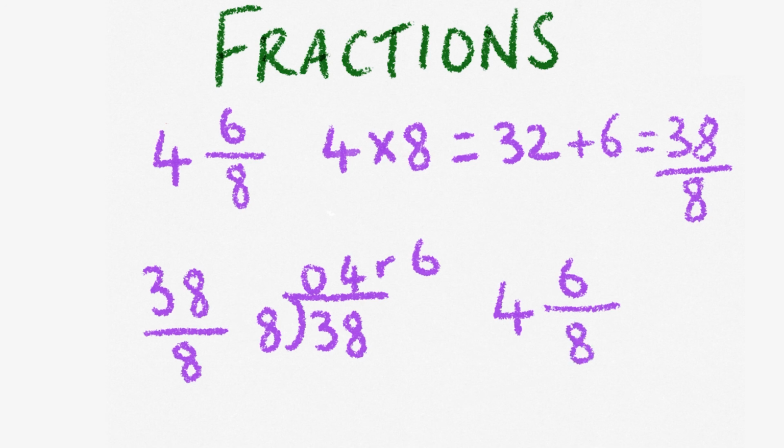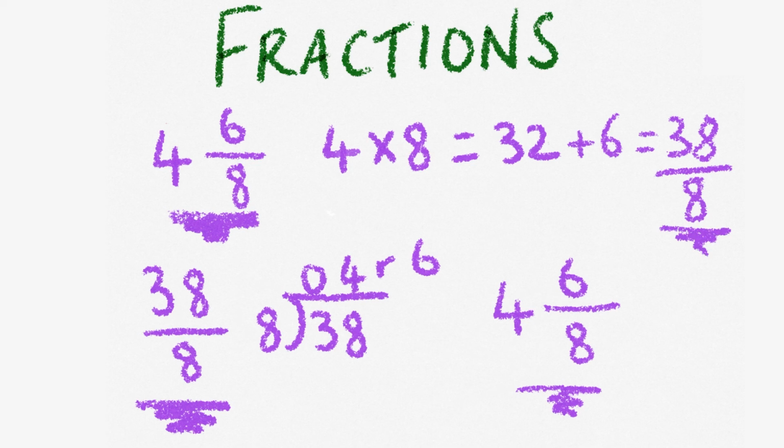So, to convert back from an improper fraction to a mixed number fraction, we found that 38 eighths is the same as 4 and 6 eighths. And to convert from a mixed number fraction to an improper fraction, we found that 4 and 6 eighths equaled 38 eighths. So that's how you convert from an improper to a mixed number and from a mixed number to an improper fraction.